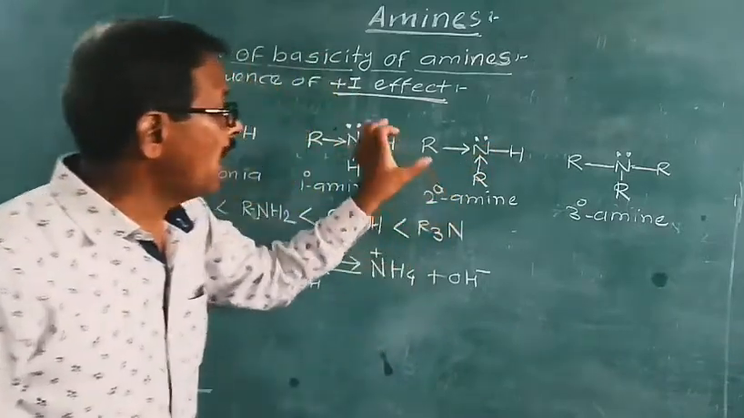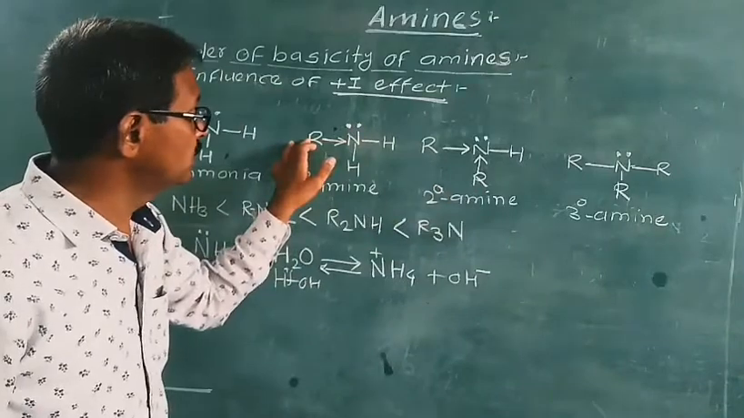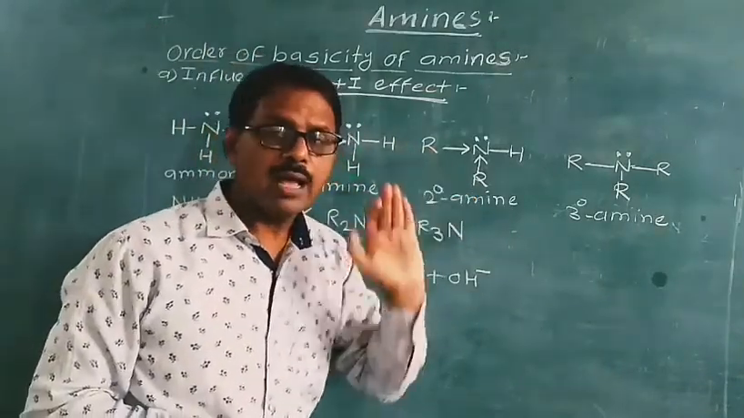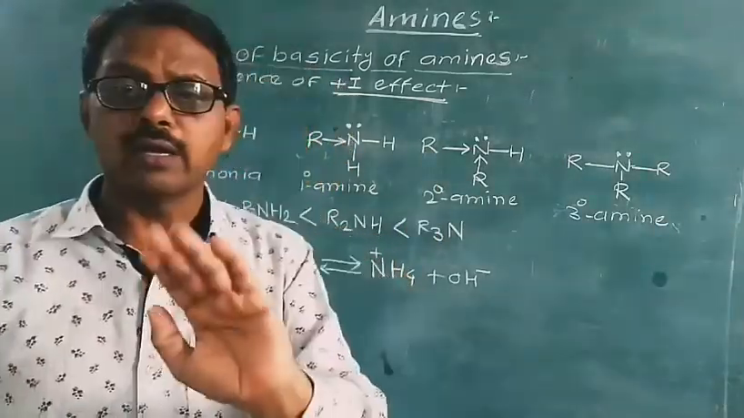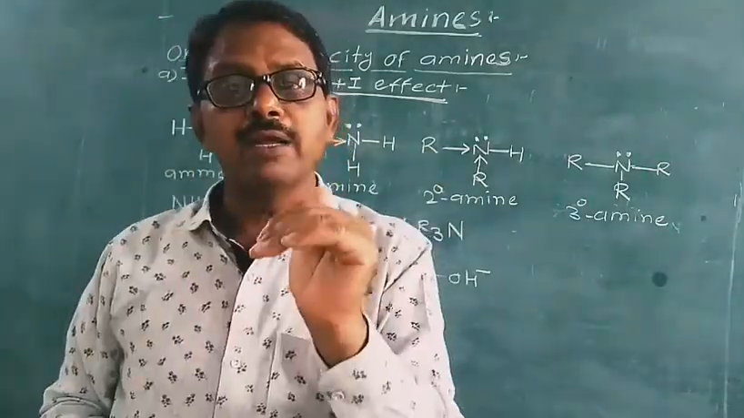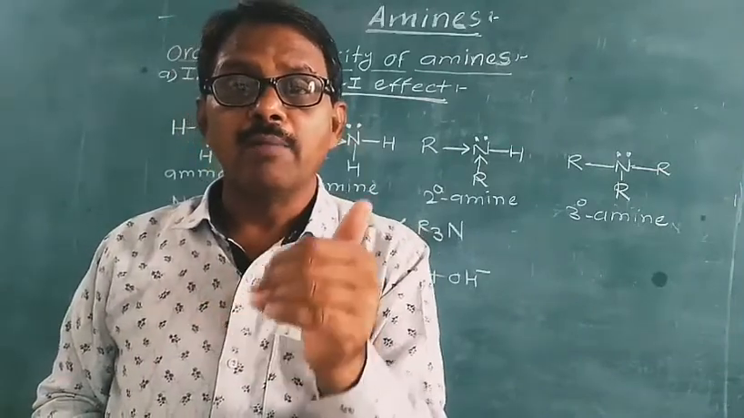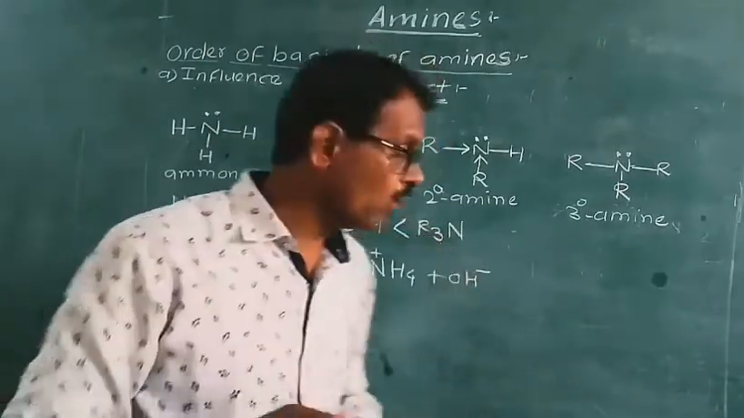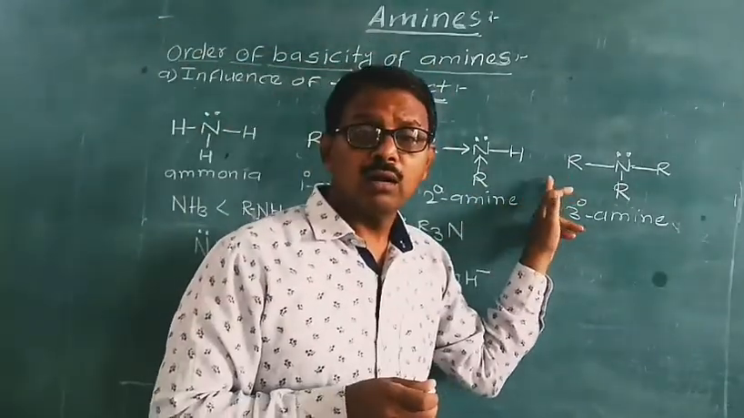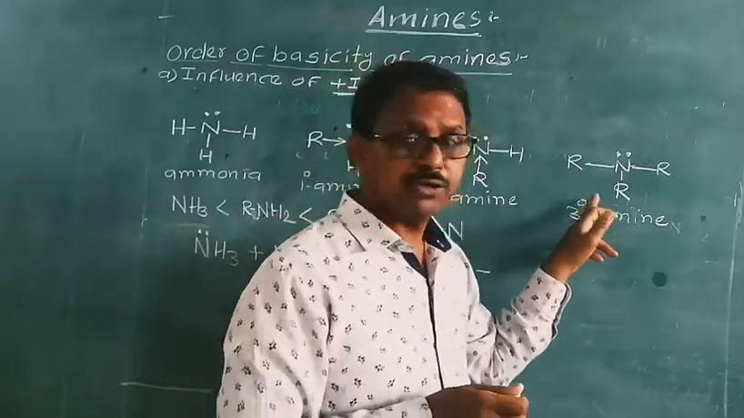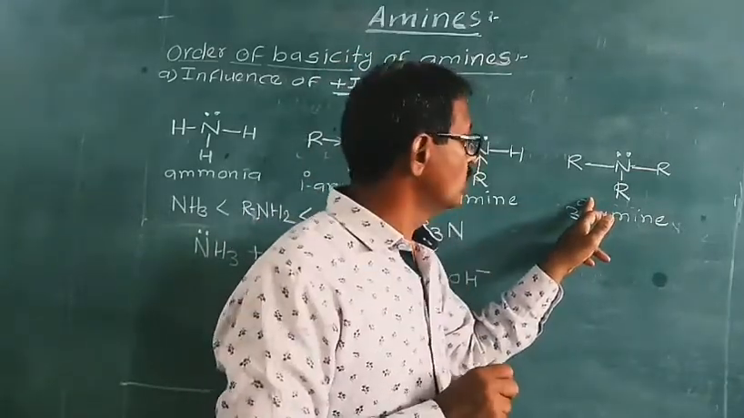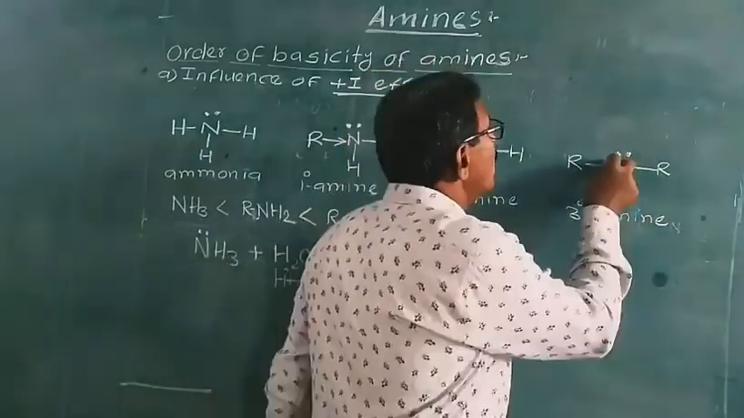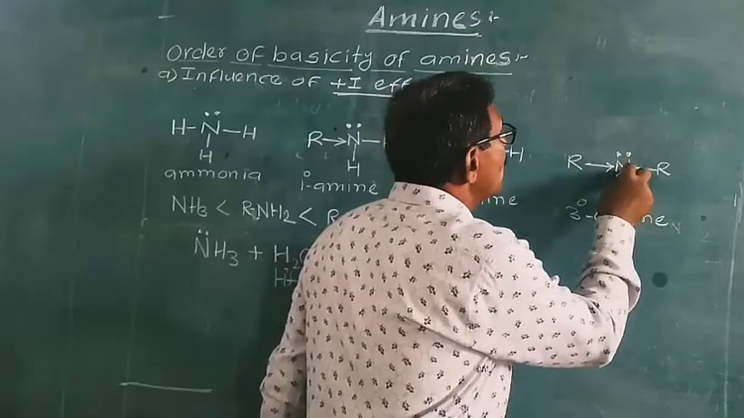Therefore, as the number of electron donating alkyl groups increases, stability also increases, and basic character or basicity also increases. Now we will go to the third structure. It is the structure of a tertiary amine. In this tertiary amine, these three alkyl groups are present.